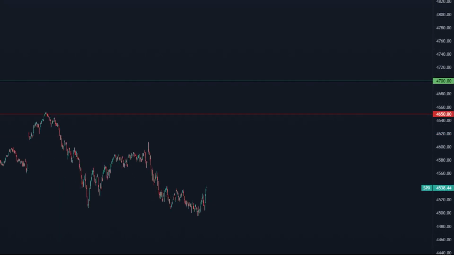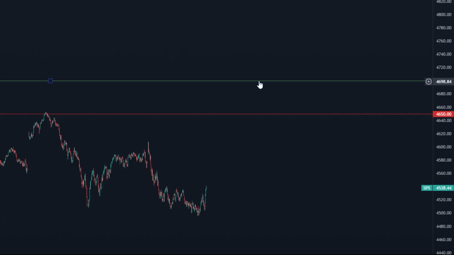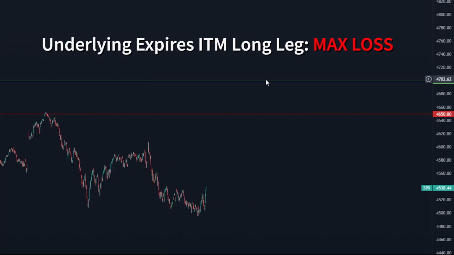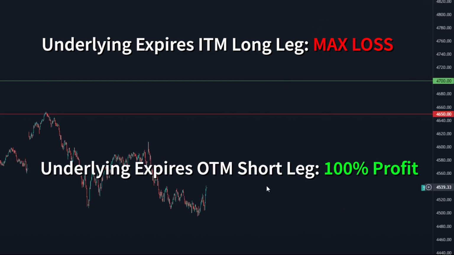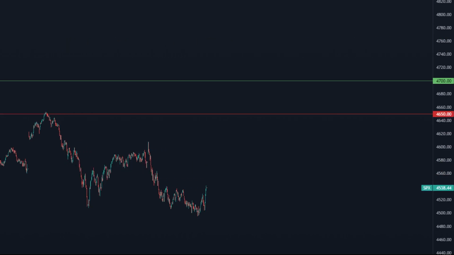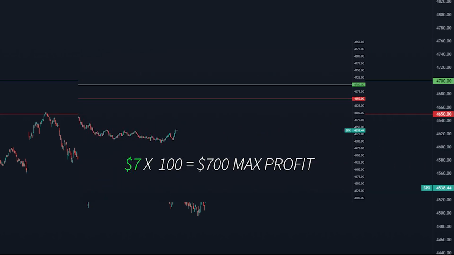Okay, great. Now that we've calculated max loss, let's calculate when do we actually start making money. Well, we've already said if the price goes above 4,700, we will hit max loss. Anything above here will hit max loss, which is $4,300. Anything below 4,650, if the price closes outside the money of this call, we collect 100% of our premium, which we figured out to be $700.